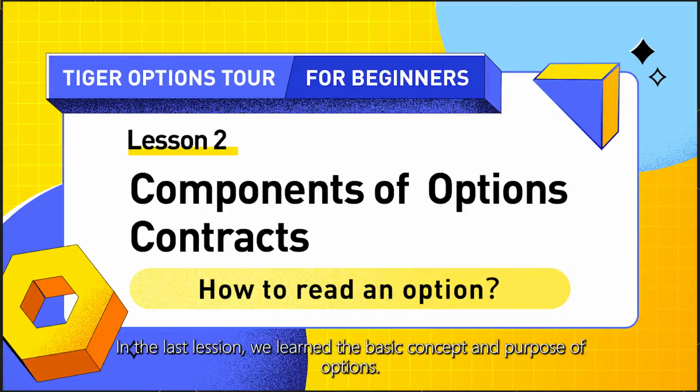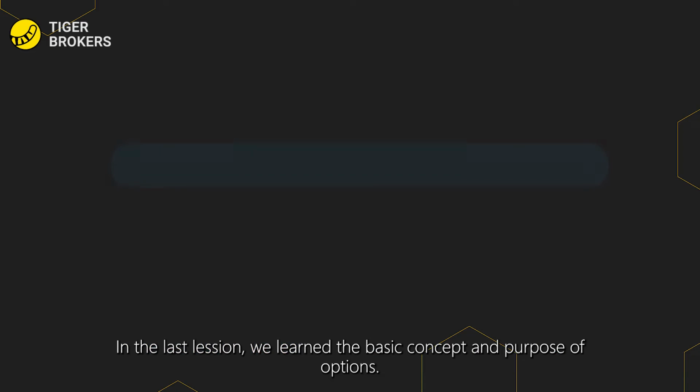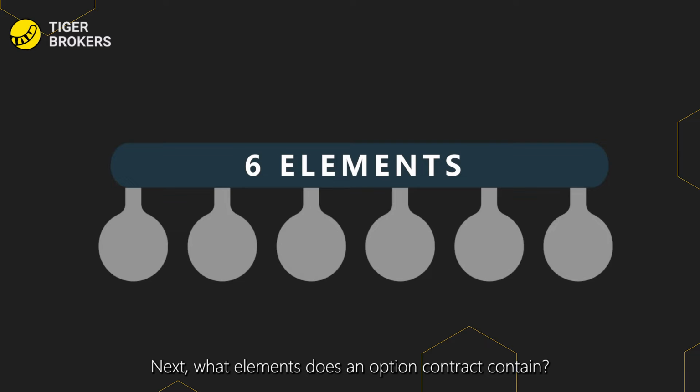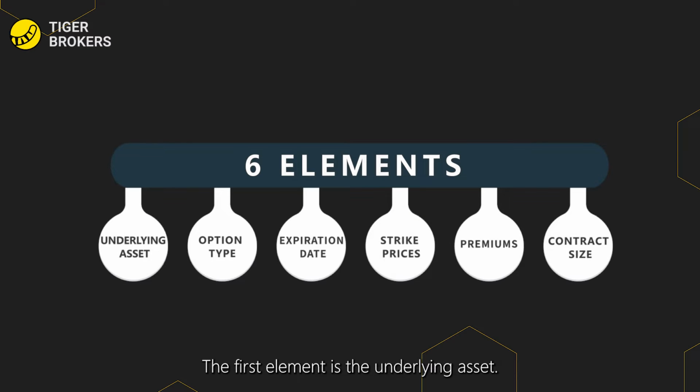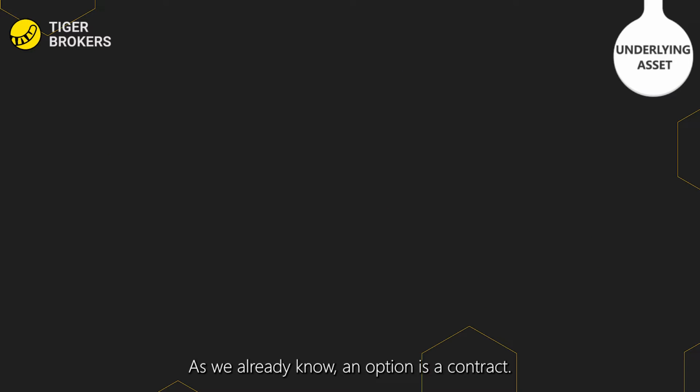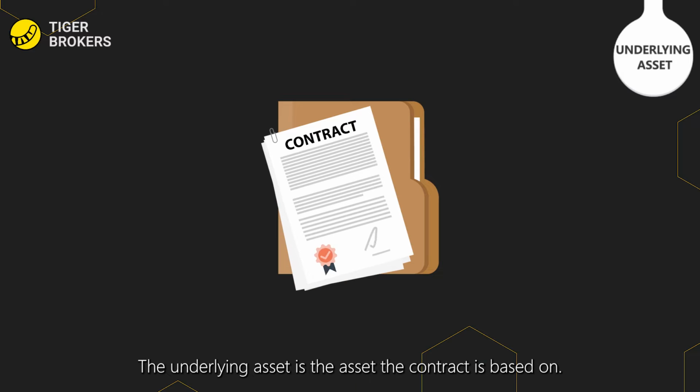In the last lesson, we learned the basic concept and purpose of options. Next, what elements does an option contract contain? The first element is the underlying asset. As we already know, an option is a contract. The underlying asset is the asset the contract is based on.